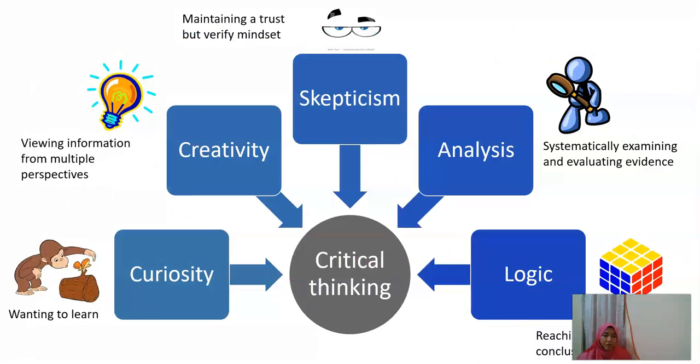It is actually about curiosity, right? Do you agree with me? It is about you wanting to know something, so you're curious, you want to learn or know. Critical thinking, sometimes a person says, is about creativity. Sometimes different people have different critical thinking levels, so you can look at different perspectives. Different people will see one case or problem in different ways. Skepticism: maintaining a trust but verify mindset. Then critical thinking is about analysis, systematically examining and evaluating the evidence. And sometimes it is about logic, reaching well-founded conclusions.